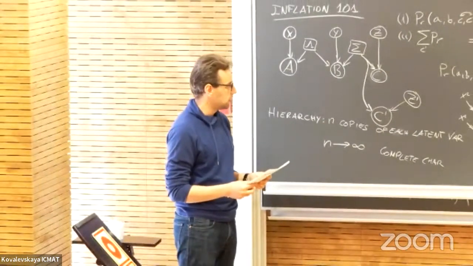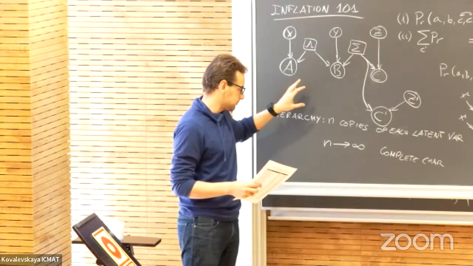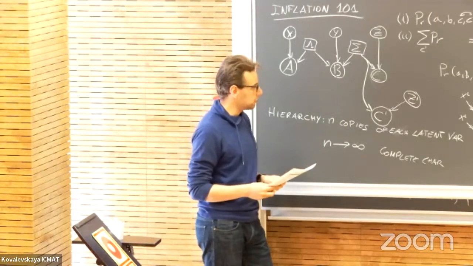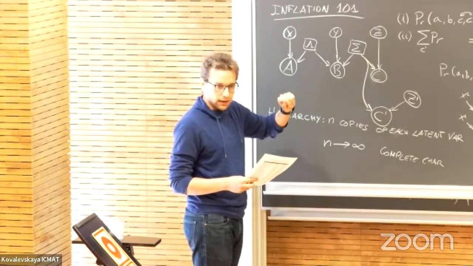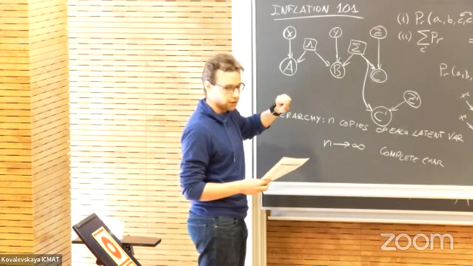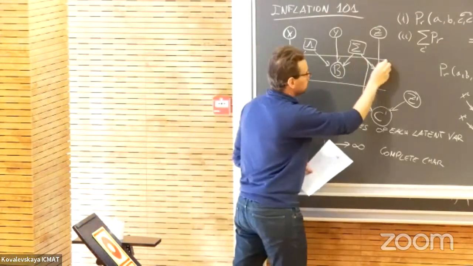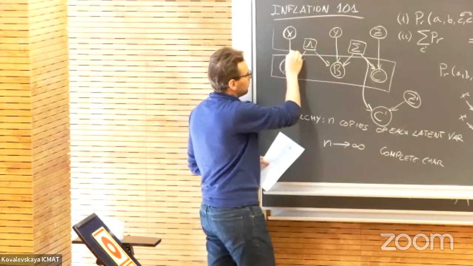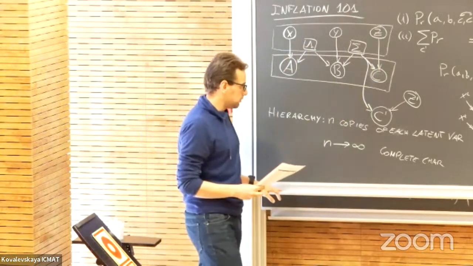I don't want to extend too much more, because there are a few more things to say, but it's already late. So I'll just tell you that all the graphs that we have considered so far are, although I said we would use arbitrary graphs, kind of bipartite graphs. We always have a layer of variables that are visible and have no children, and then a layer of either visible or latent variables that have no parents.